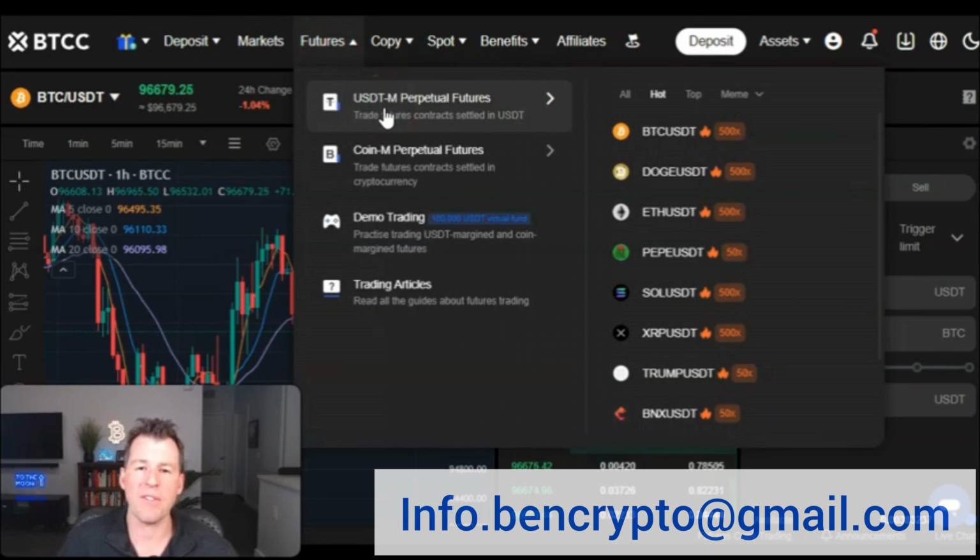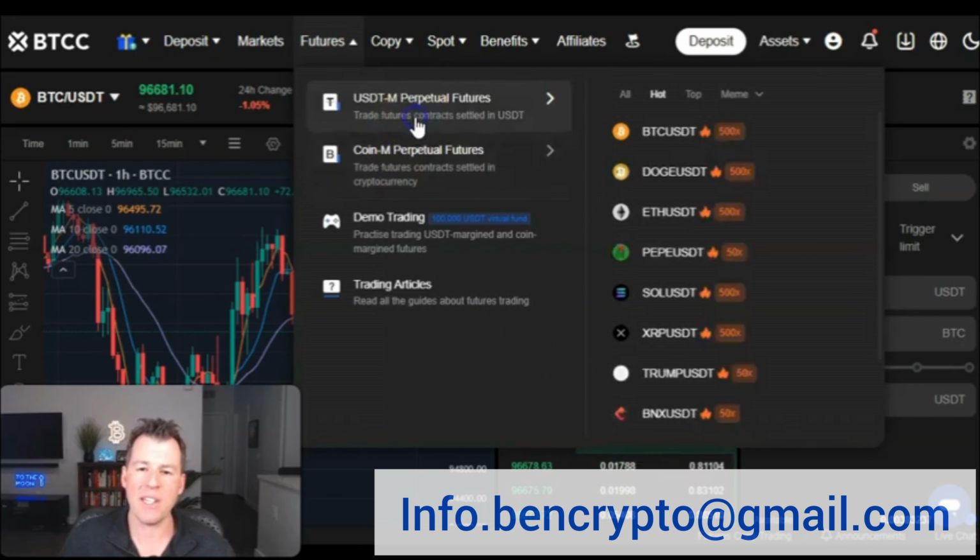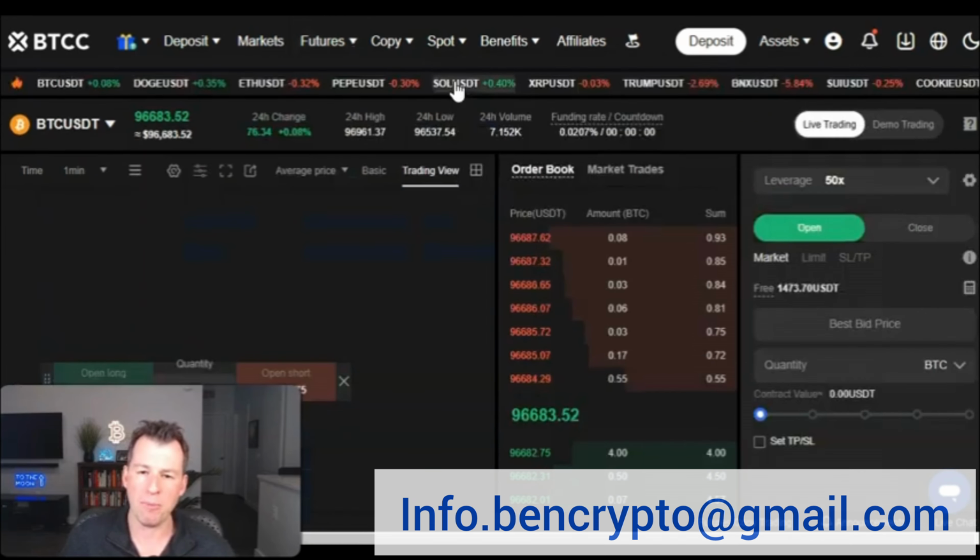That's what I recommend. That's if you want to settle all your trade contracts in Tether, USDT. Makes it very easy to keep track of your profits just in regular dollar terms. Coin perpetual futures, this other option, it's just as good. That's if you want to settle the contracts in the actual cryptocurrency. It's just a little more difficult to tally up in dollar amounts how much you are making. But I'm going to click on USDT perpetual futures, the top one.